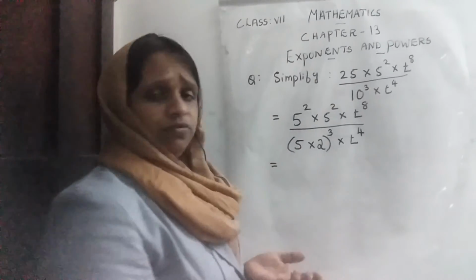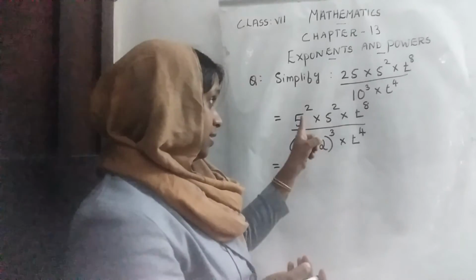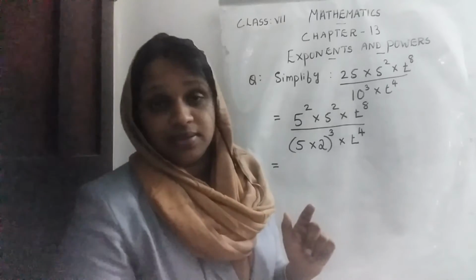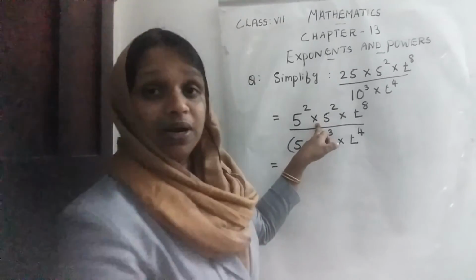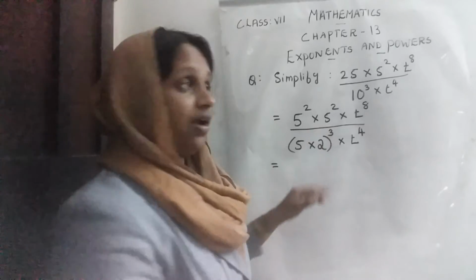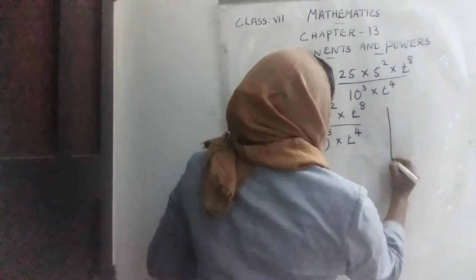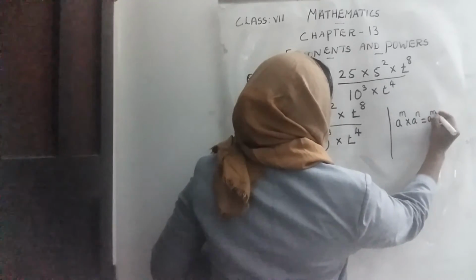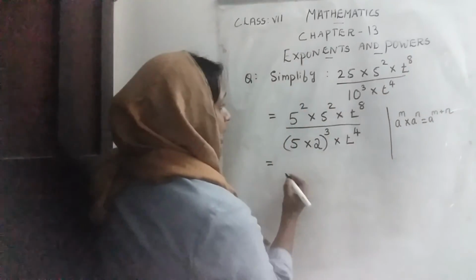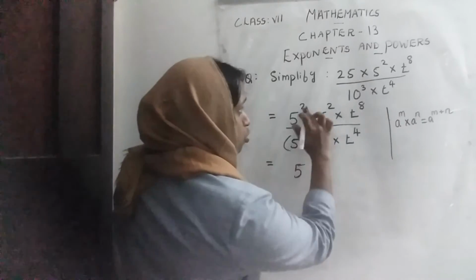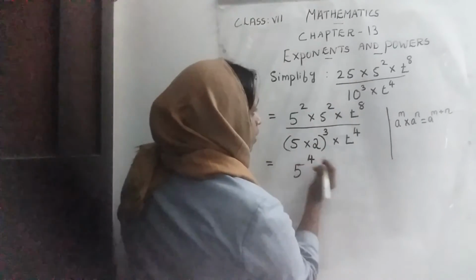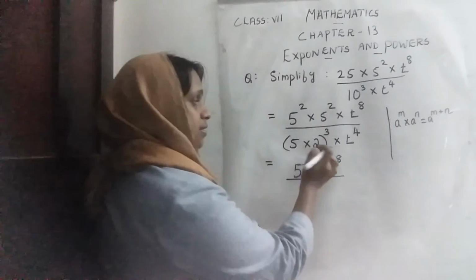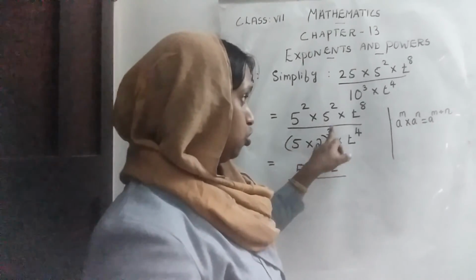Now we can check whether we can apply the laws or not. Here, 5 raised to 2 into 5 raised to 2: the base is the same and the operator is multiplication, so we add. a raised to m into a raised to n is a raised to m plus n. So 5 raised to 2 plus 2, it is 4, into t raised to 8 by 5 into 2 raised to 3.